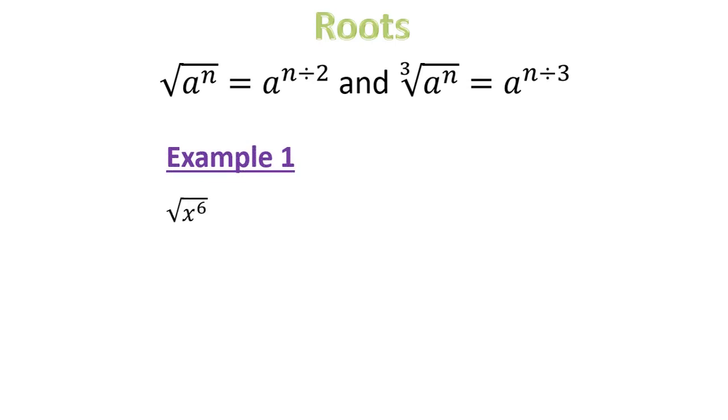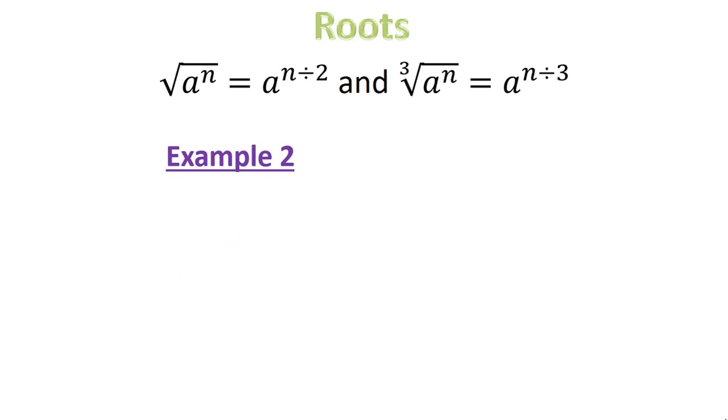Example 1. The square root of x to the power of 6. So we have x to the power of 6. It's a square root sign, so it's divide, and as I said, it's a square root, so it's divided by 2. Therefore, it's equal to x to the power of 6 divided by 2, which is 3.